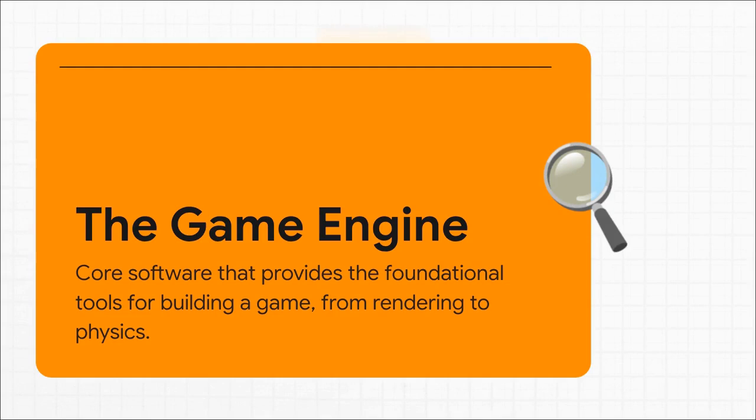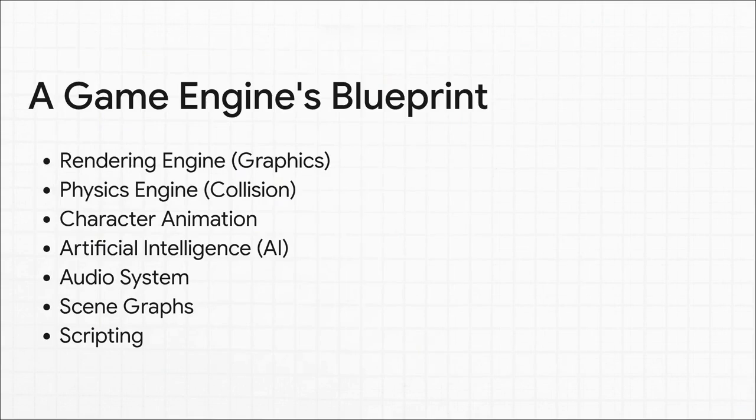This whole idea really took off back in the mid-90s with games like Doom, where they figured out how to cleanly separate the core technology, the engine, from the game's actual art, levels, and rules. This was a huge deal, because it meant other developers could license that engine and build totally new games right on top of it.